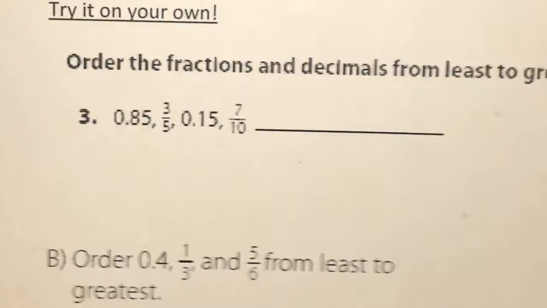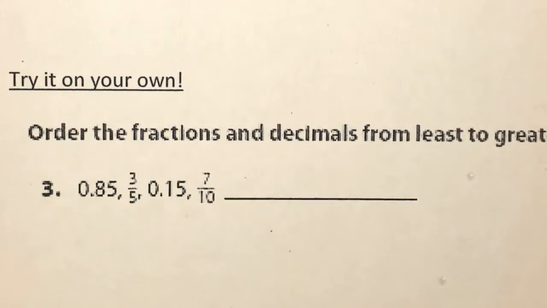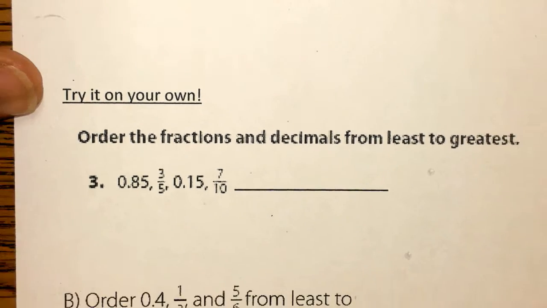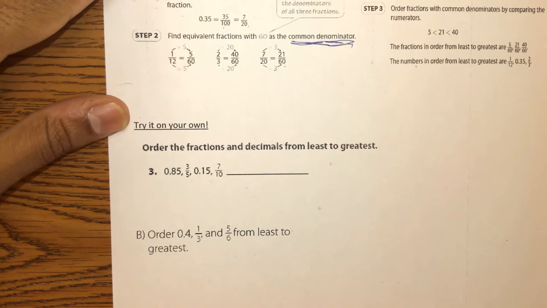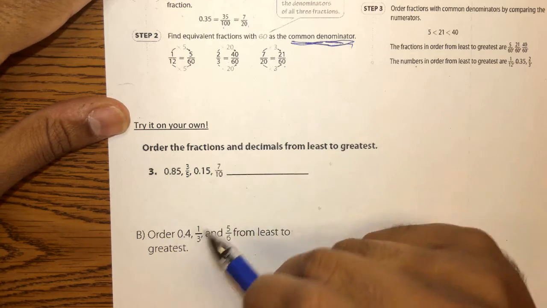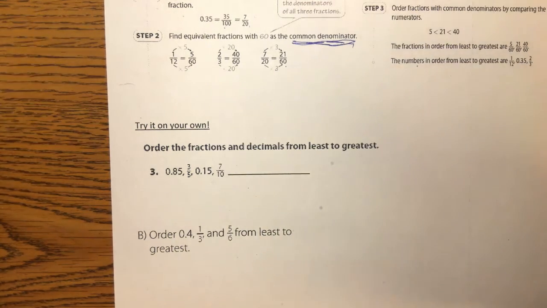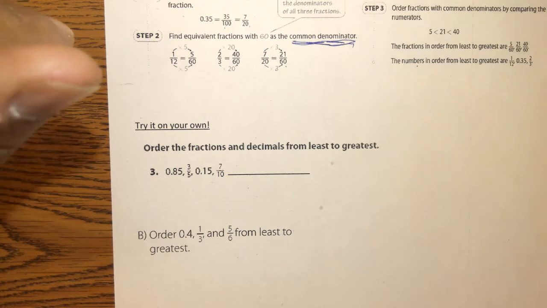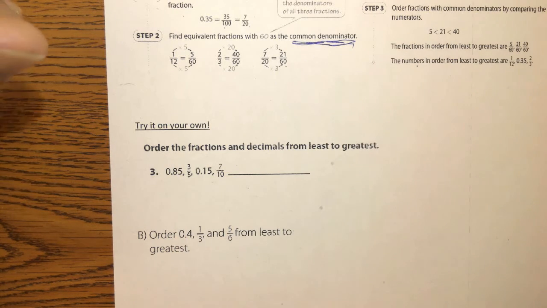All right, the next one. It says order the fractions in order from least to greatest. So we're still doing least to greatest. Now, I'm going to show you how to work it out. Again, make sure you're following along with me. And if you have questions, you're letting me know.